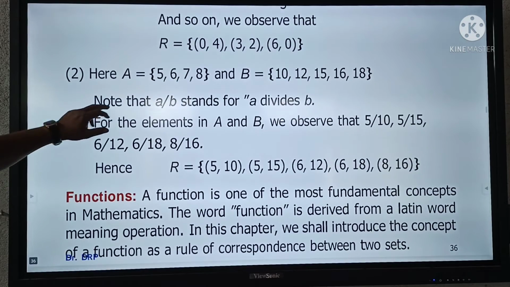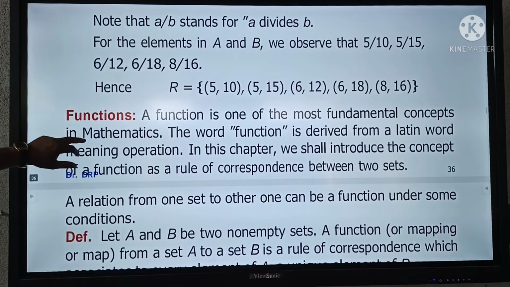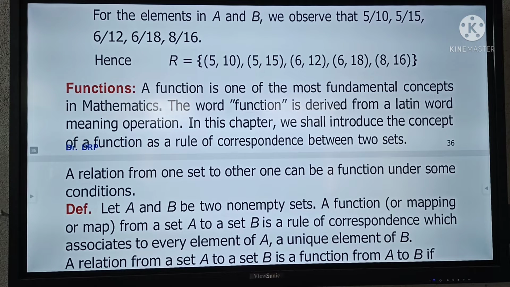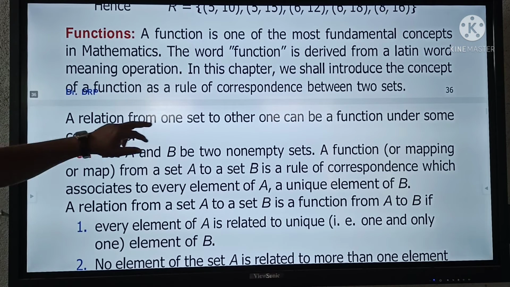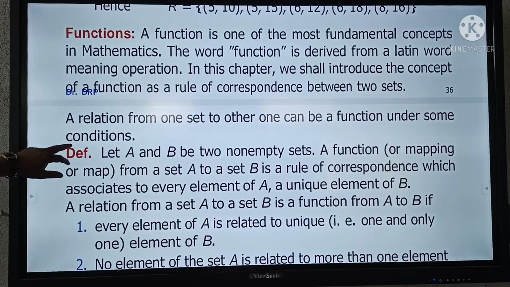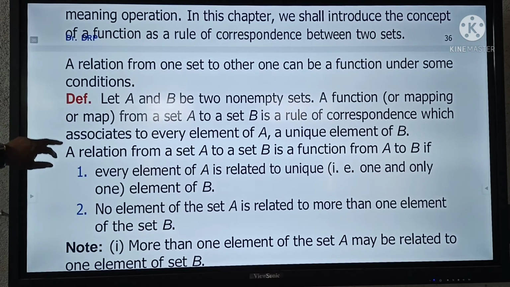So there are so many examples for relation. In the first paper we have studied relations, so many, that is reflexive, symmetric, transitive, whatever may be. So we are familiar with relations. Now we have seen functions also. A relation from set A to set B can be a function under some conditions. So what is meant by function?